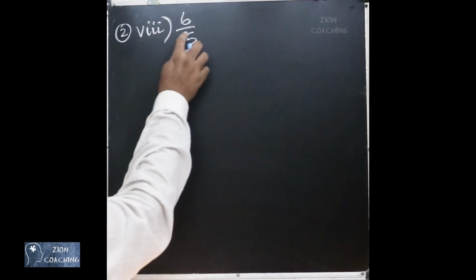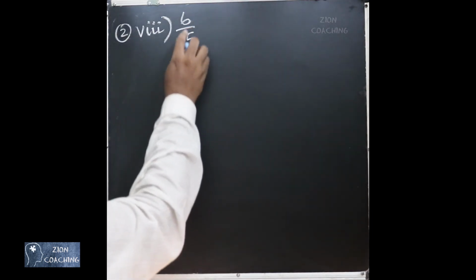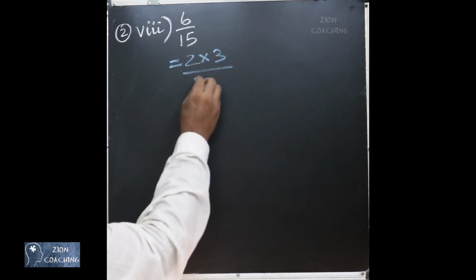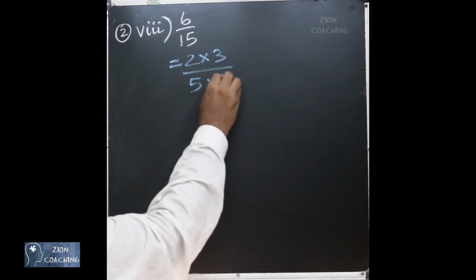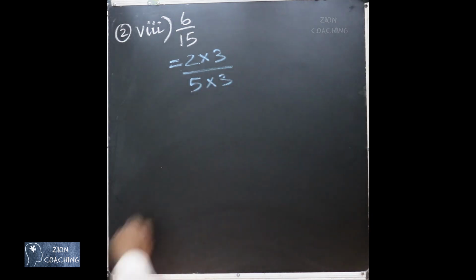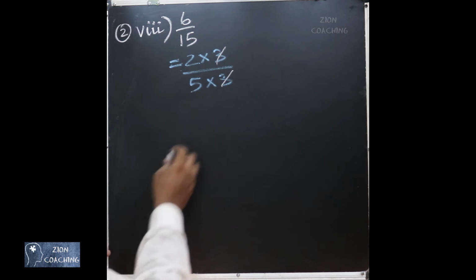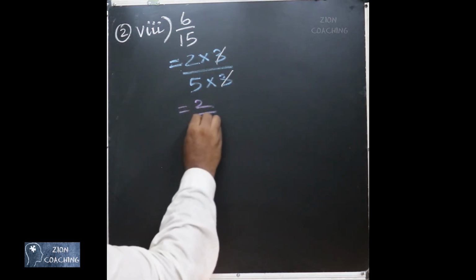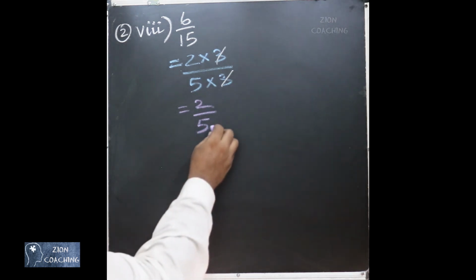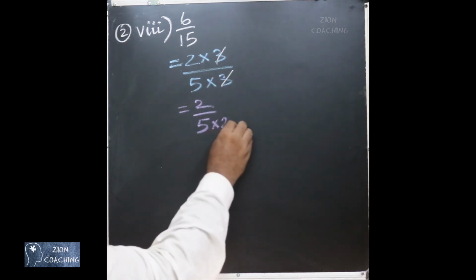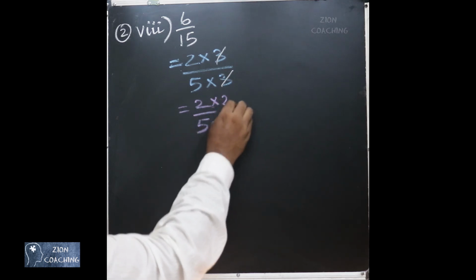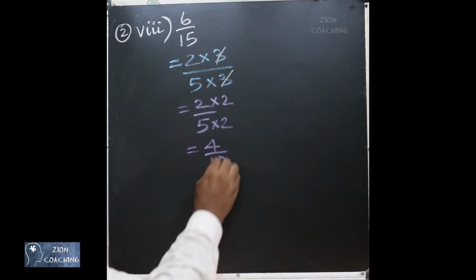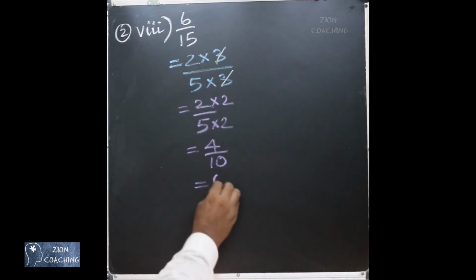The 8th subdivision, we have 6 by 15. 6 can be written as 2 into 3. Then 15 can be written as 5 into 3. Now this 3 in the numerator and the denominator can be cancelled. So we will have 2 by 5. To get 10 in the denominator, we have to multiply this 5 by 2, so we multiply the numerator also by 2. We have 4 by 10. So the answer is 0.4.